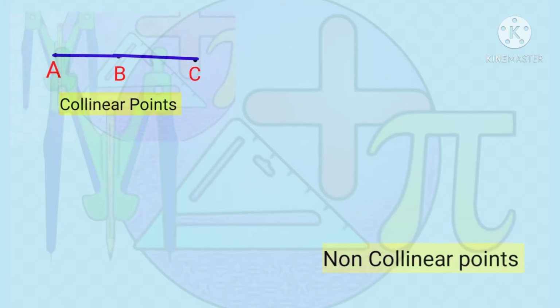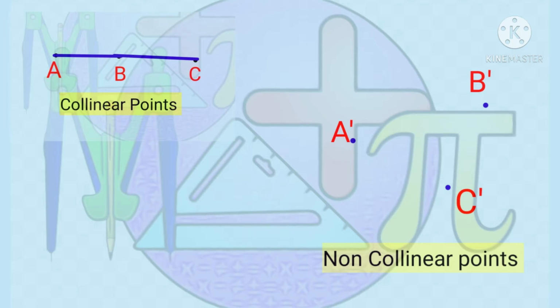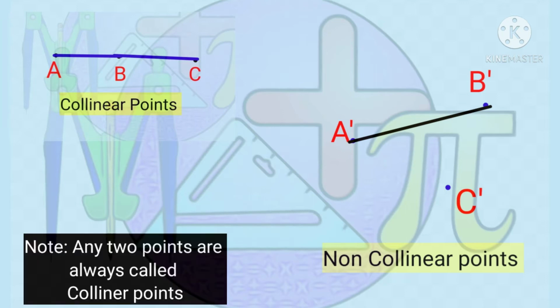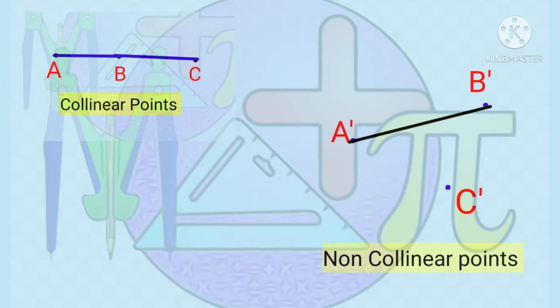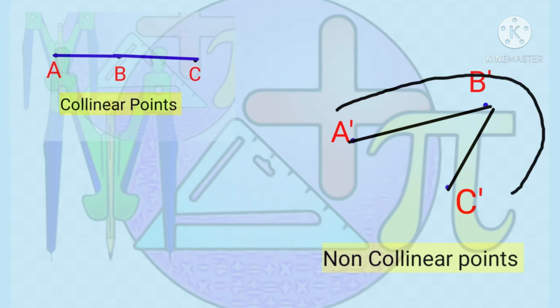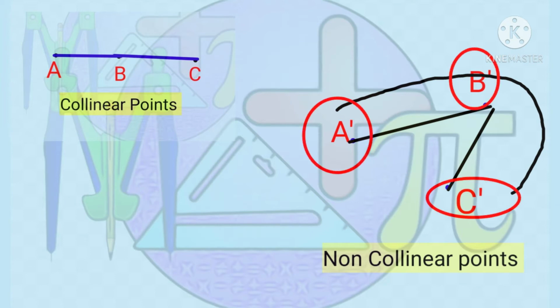Now let's talk about non-collinear points. Let's take another 3 points, A dash, B dash and C dash, and these 3 points are in different directions. If we join A dash to B dash, it gives a straight line. Any 2 points always give a straight line, so 2 points are always collinear. But we are talking about 3 points. So let's join A dash, B dash to C dash. Then it is not possible that it gives a straight line. So A dash, B dash, C dash are non-collinear points.